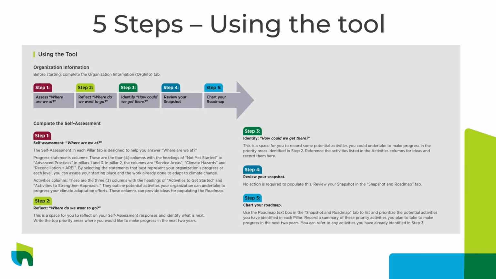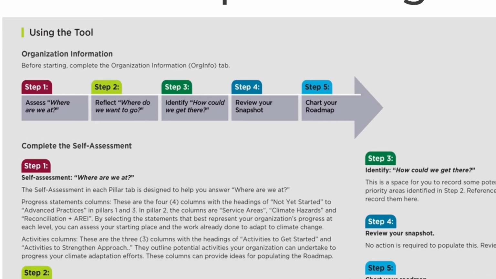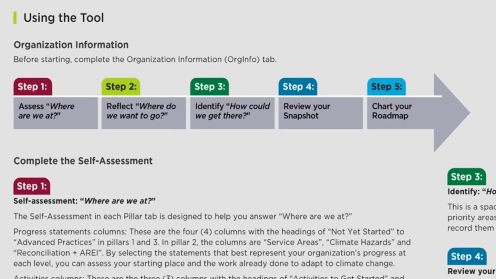Let's take a moment to review the 5 steps to using the CRC Assessment Tool before we walk through the tool itself. These steps will guide you from understanding your current position to identifying what to focus on next. Step 1. Assess. Where are we at? In this step, you'll complete the self-assessment by selecting progress statements for each milestone and reviewing the suggested activities that support advancement.